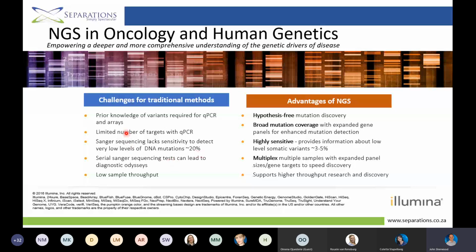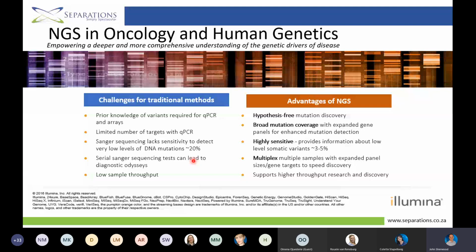Then, as I said a couple of slides back, Sanger sequencing generally lacks the detection sensitivity to detect low levels of DNA mutations or low copy numbers, whereas you don't have that issue with next-gen sequencing because of the far higher sensitivity of the technique itself. The other issue is that it's often very difficult to multiplex your samples, and the plexity of your multiplex analyses is generally quite low.